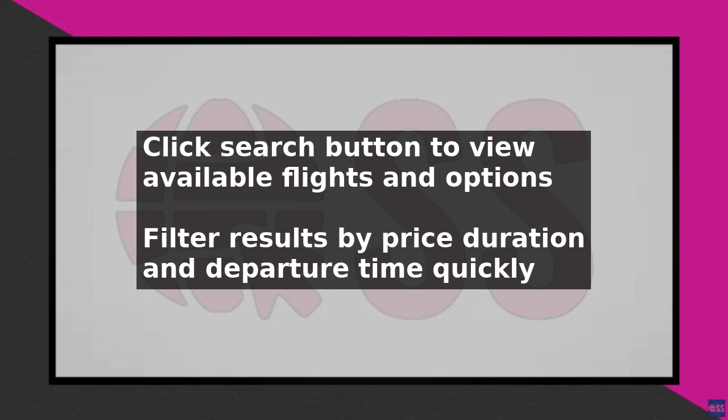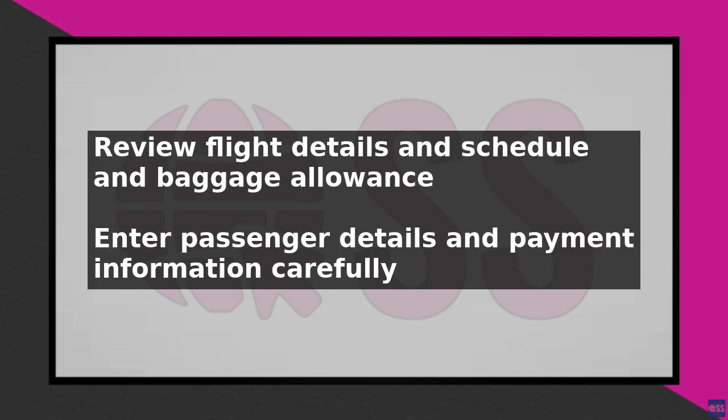To book your flight, click the Book Now button and enter your passenger details, including your name, email address, and contact information. You will also need to provide payment details, such as your credit card number and expiration date. After completing your booking, you will receive a confirmation email with your flight details and a booking reference number. Make sure to print or save this email, as you will need it to check in for your flight.